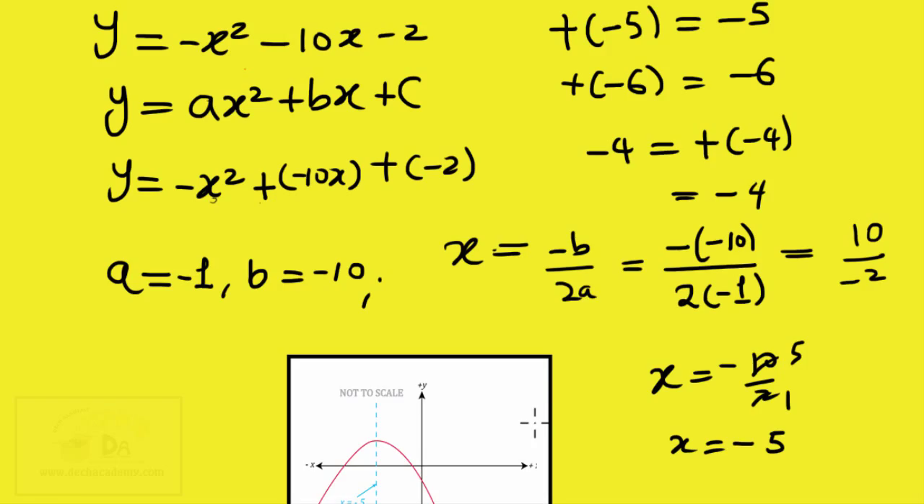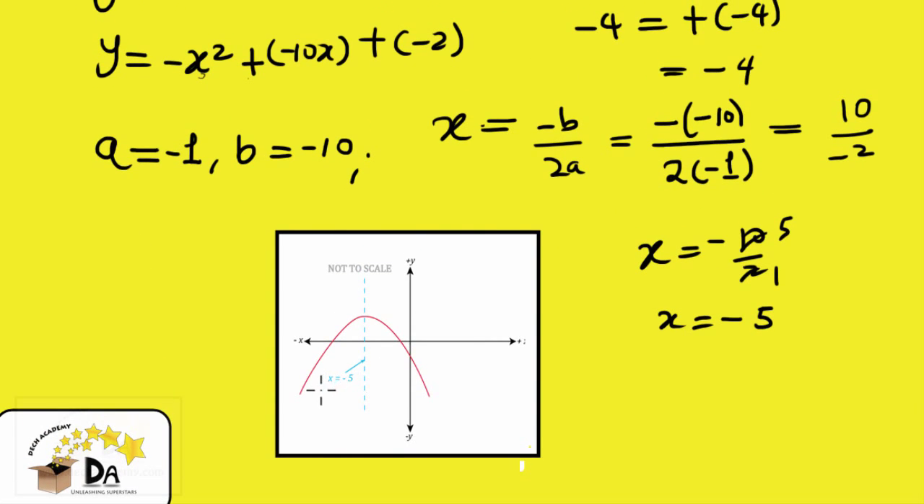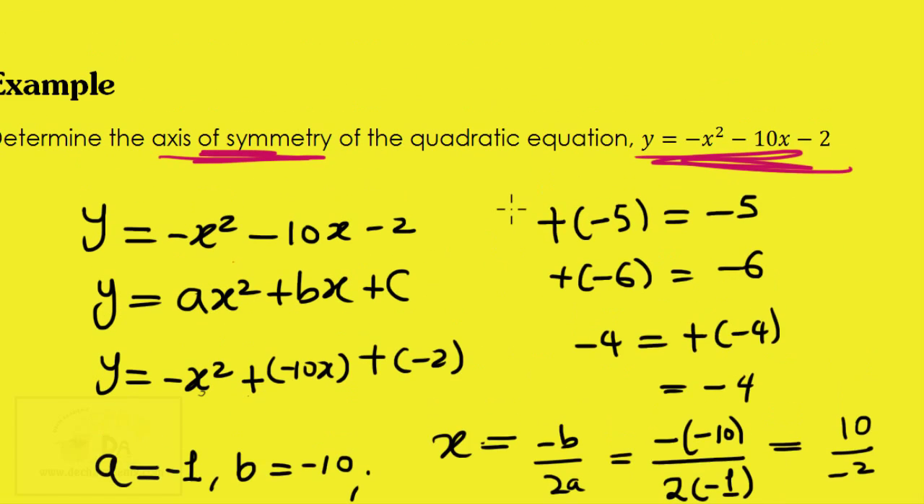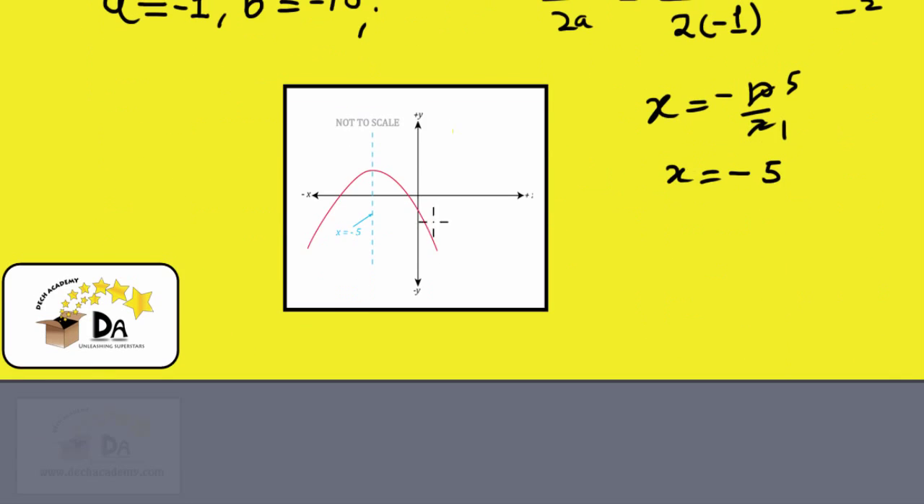X equals minus 5. As you can see here, this is the plot of the quadratic equation here. And this is the axis of symmetry, x equals minus 5. You can see the plot here. All points on this line have an x coordinate of minus 5. That's what the equation is saying. X equals minus 5 says all points on the line have an x coordinate of minus 5. And as you can see, it divides it into 2 equal halves.